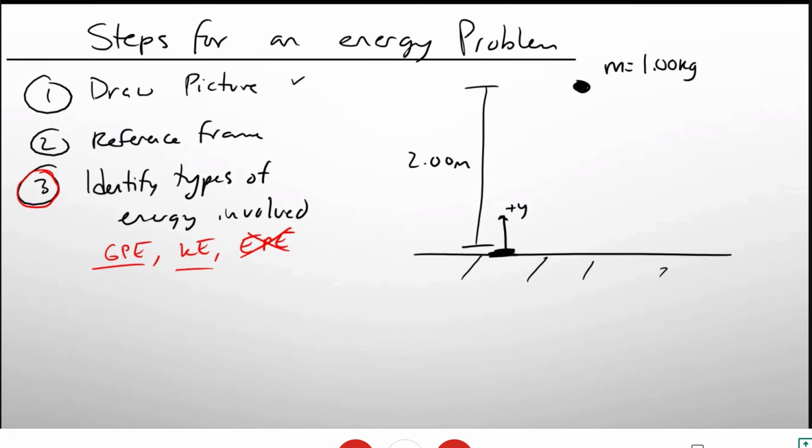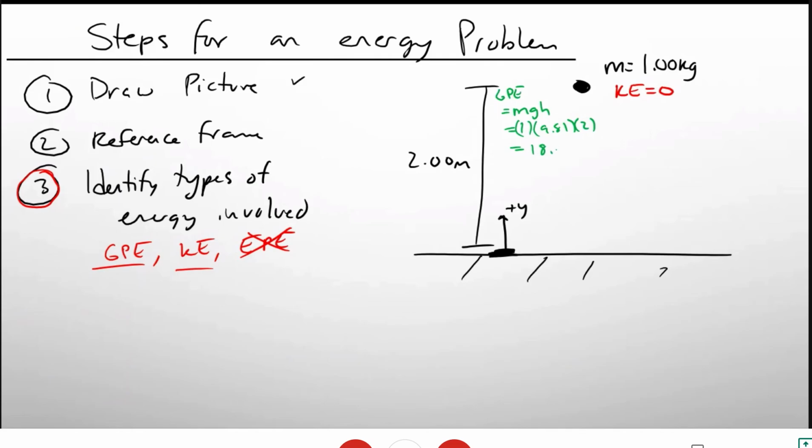If it's dropped from rest, I know that it's not moving, so kinetic energy is 0 up there. But at this point, it has plenty of gravitational potential energy because that equals mgh. So that equals 9.81 times the height.